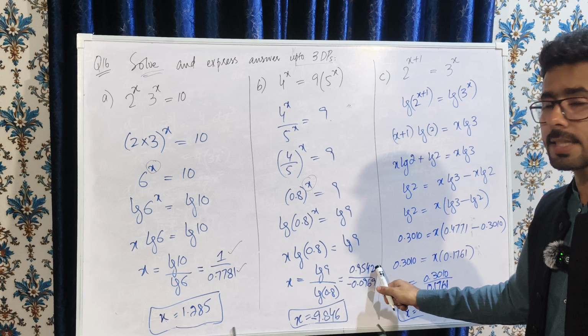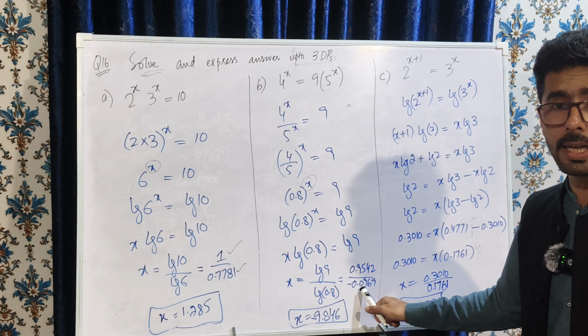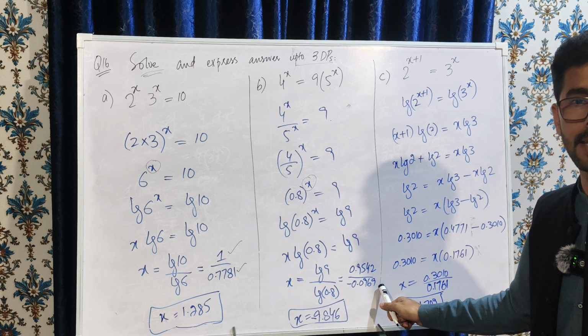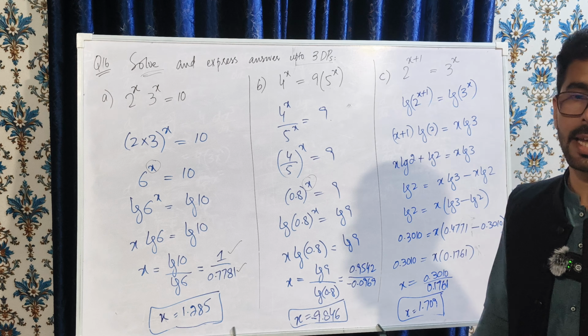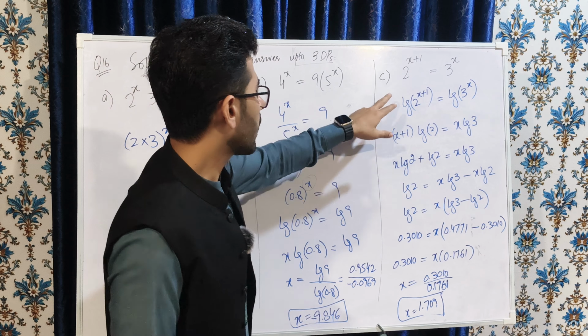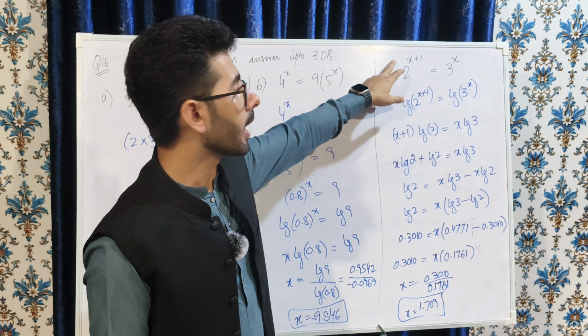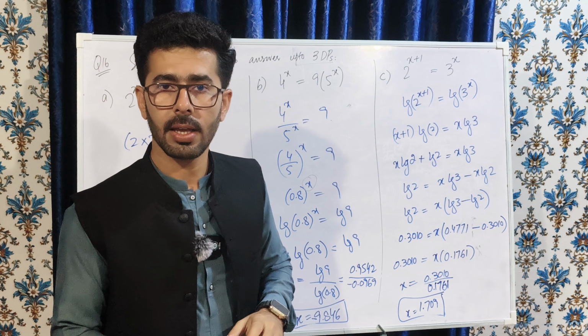The value of log 9 is 0.9542. The value of log 0.8 is negative 0.0969. If I divide these two numbers, I get x equals to minus 9.846. The similar way, part C asks us to find the value of x if 2 power x plus 1 is equals to 3 power x.